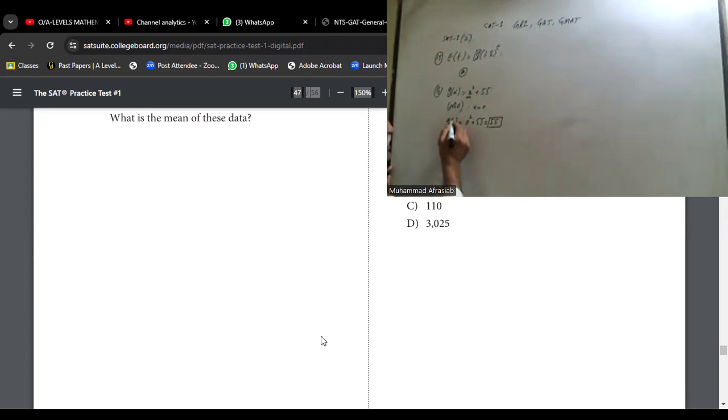Or if you want to draw it on a graph, it should look like this. This is the value of 55. So the minimum value occurs when x is equal to 0. So 55 is the answer, which is choice B.